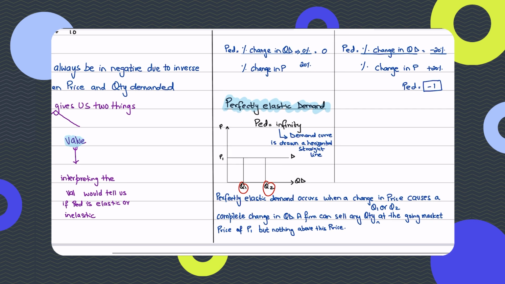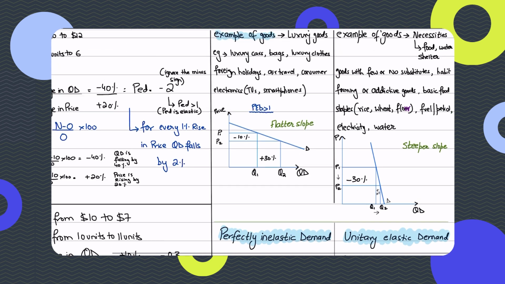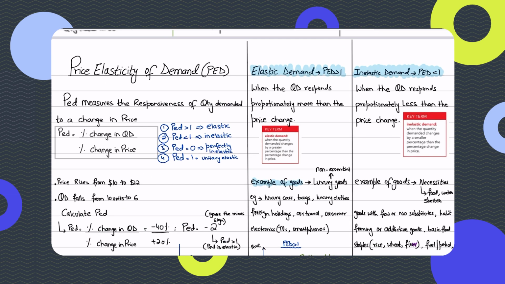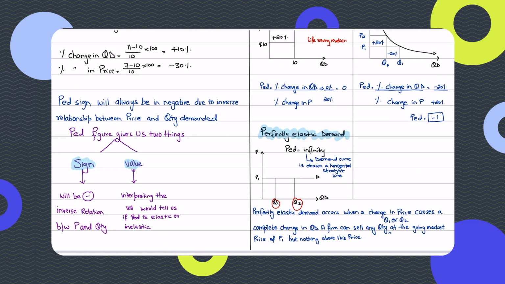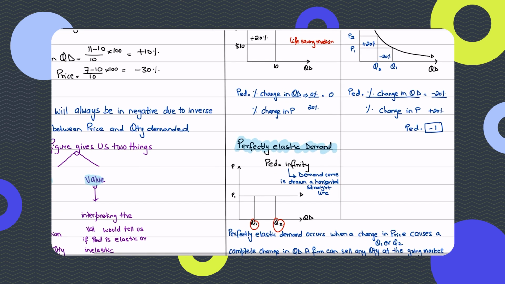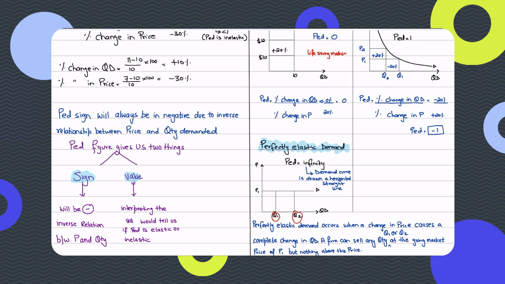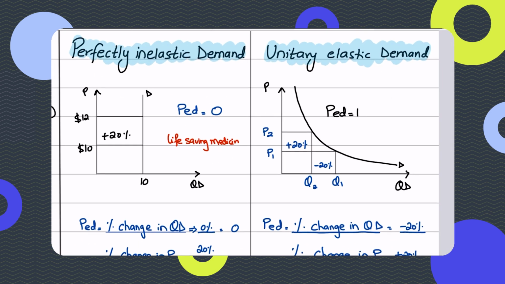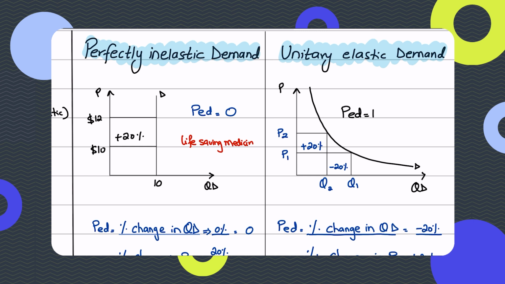So this is it, guys. We have completed what elasticity is. We've completed how to calculate it. We've gone through the different types of elasticities and how to draw them, basically how the shape of the demand curves would reflect the respective elasticities. Now, in the next video we're going to be discussing the factors that affect the price elasticity of demand.